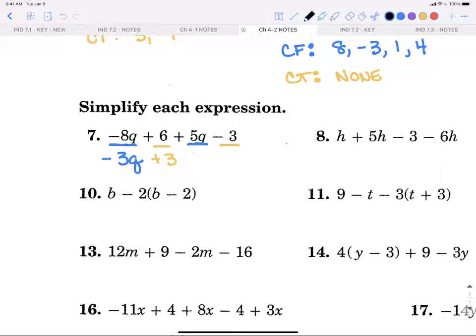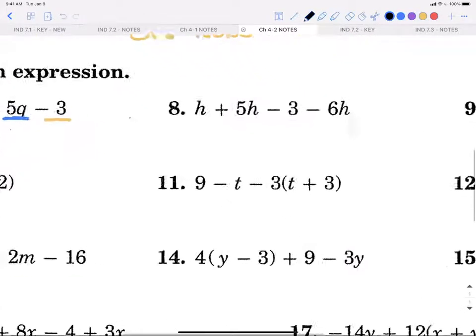Are they like terms? One has a q, one doesn't, so that's my answer. I can't get any more combined or simplified than that because I cannot add or subtract my 3 and my negative 3, because one has a q and one doesn't. Cats and dogs here, okay?